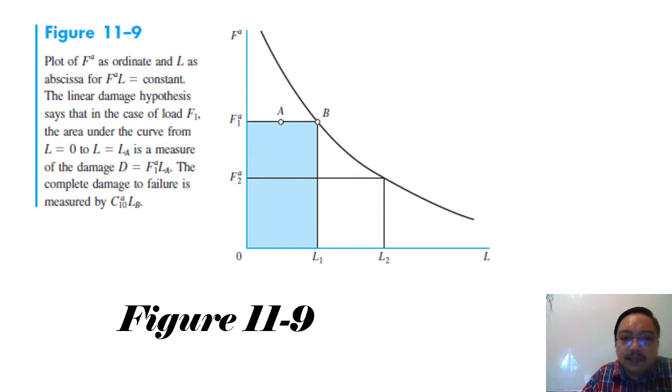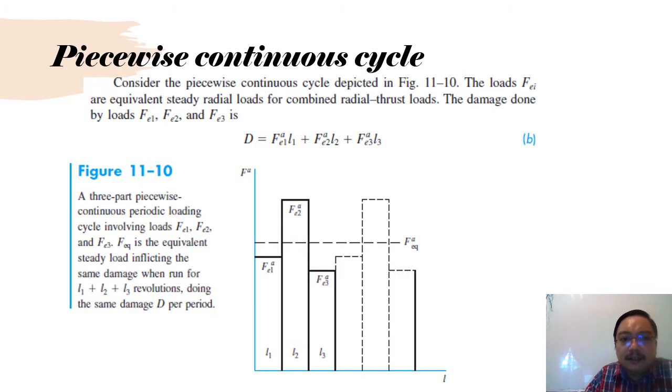L^a is the measure of damage. We'll talk about damage in the next slide. This is the piecewise continuous cycle. You see here, this is what I mean by the variable load. I gave the example of a car, a motorcycle, a bicycle that you ride. At some stage you ride slower, at some stage you drive faster, and then slow again, and then faster again. And this is variable.